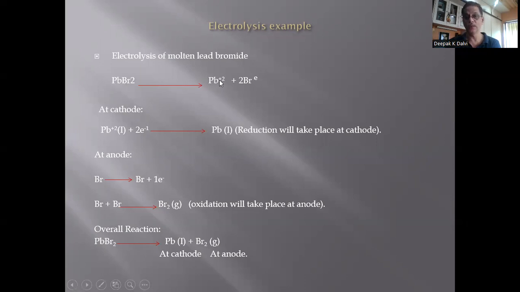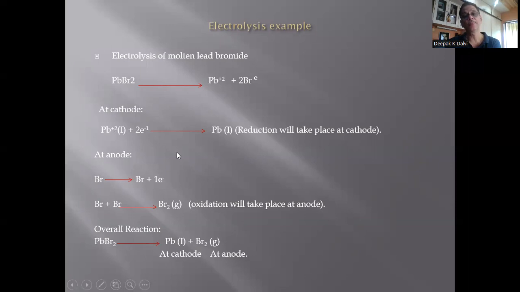Bromide donates the electron, and lead accepts it. Br being negatively charged will move towards the anode, and Pb being positively charged will move towards the cathode, which is negative. The anode is positive. So the lead ions will move to the cathode, gain electrons, and be reduced into molten lead, Pb.